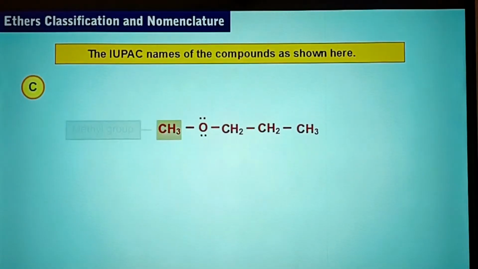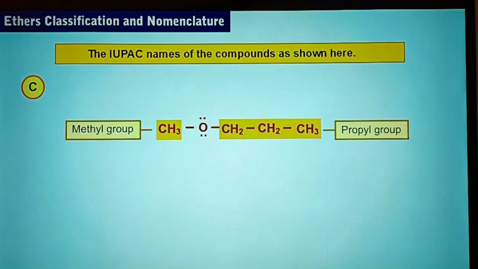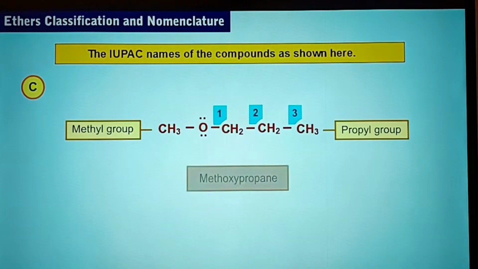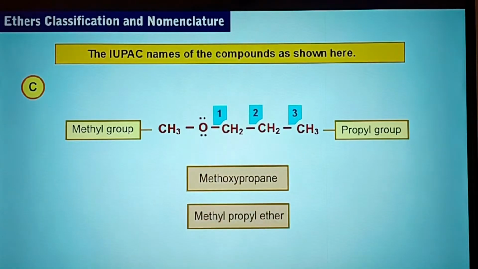Molecule C contains a methyl group and a propyl group. Since the longer chain has 3 carbons, molecule C is named methoxypropane. Its common name would be methyl propyl ether.